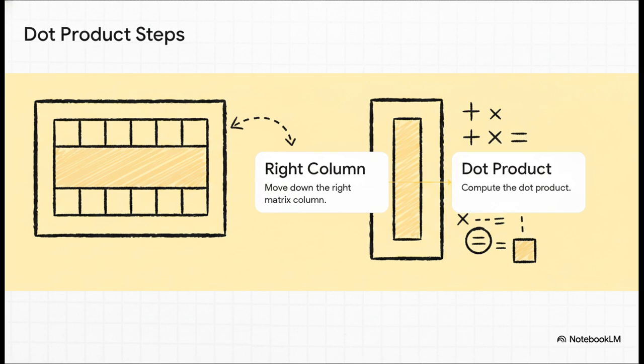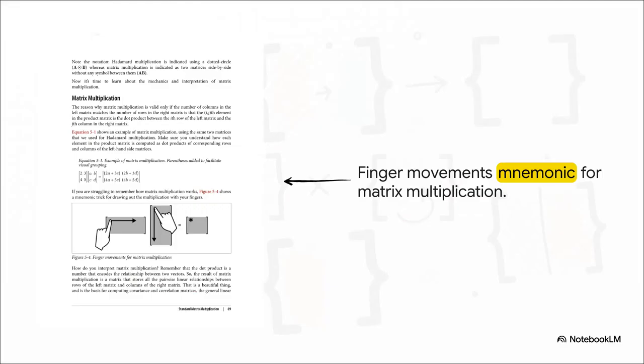To find just one single element in your new product matrix, you have to map a full row from the first matrix to a full column of the second matrix, multiply those pairs, and add them all up. If that sounds a little abstract, just try mimicking the motion with your hands. Literally hold them up right now. Move your left index finger horizontally across a row while simultaneously moving your right index finger vertically down a column. Multiply the numbers you point at and sum them together. That single resulting number represents just one coordinate in your new matrix. It's like this beautiful, intricate dance of data.